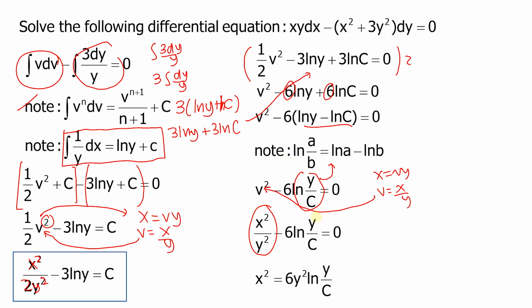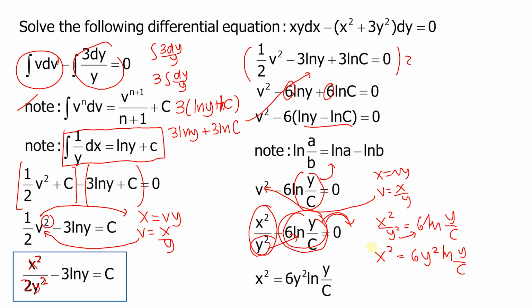So further, gi-simplify pa gud niya class. Gi-transpose sa pikas side, then cross-multiply. So x squared over y squared is equals to 6 ln of y over c. Gi-cross-multiply ang y squared, so na kay x squared is equals to 6y squared ln of y over c. Kani ang iyang final answer sa reference, which is still valid, of course.